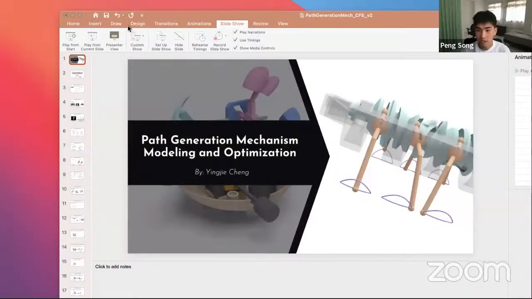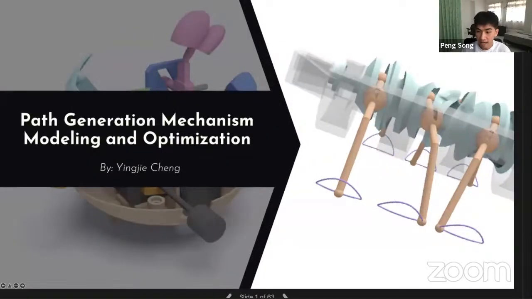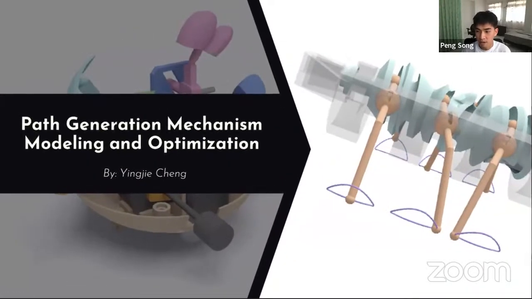Yingjie Cheng is a visiting student at the Computer Graphics Laboratory in SUTD, supervised by Professor Peng Song. He's currently a PhD candidate in the School of Mathematics, University of Science and Technology of China, USTC. He received his bachelor degree in math from the School of Mathematics, USTC in 2018. His research interests are computational fabrication and computer graphics. Let's welcome Yingjie Cheng to present the deep dive part of this talk.